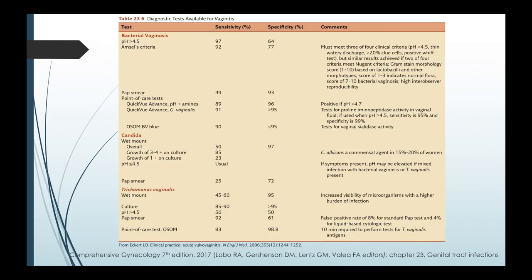So, these are the available diagnostic tests for vaginitis. As you can see here, for bacterial vaginosis, we can use a pH test or the Amsel's criteria. Sometimes you can also use a pap smear, because sometimes pathologists report the presence of bacterial vaginosis on pap smear. We can also use the wet mount for Candida, pH test, and also pap smear. And for Trichomonas vaginalis, we can use wet mount, culture, pH test, pap smear.